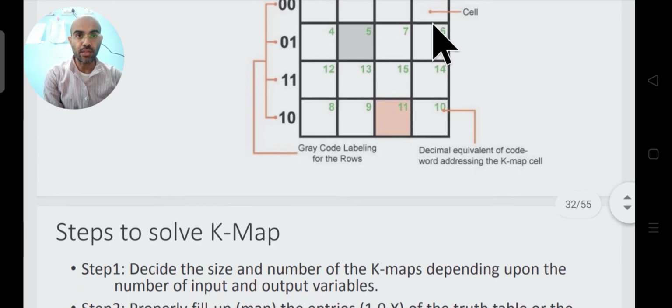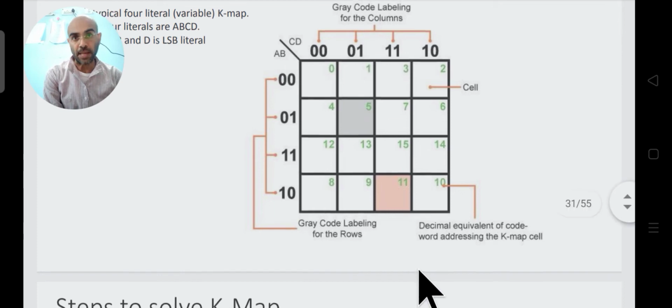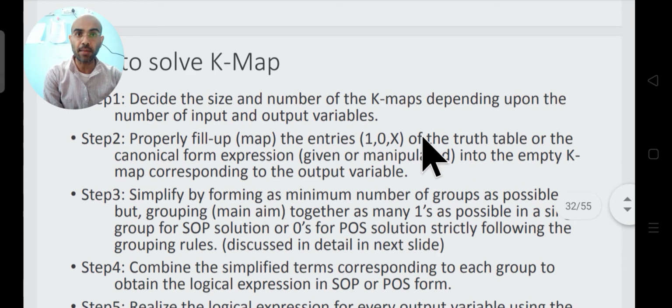Okay, so let's say this is the first thing that we have to draw, the empty K-map. Once we have drawn the empty K-map, then the next thing we have to do is fill up the entries. There are 3 types of entries which come into the K-map.